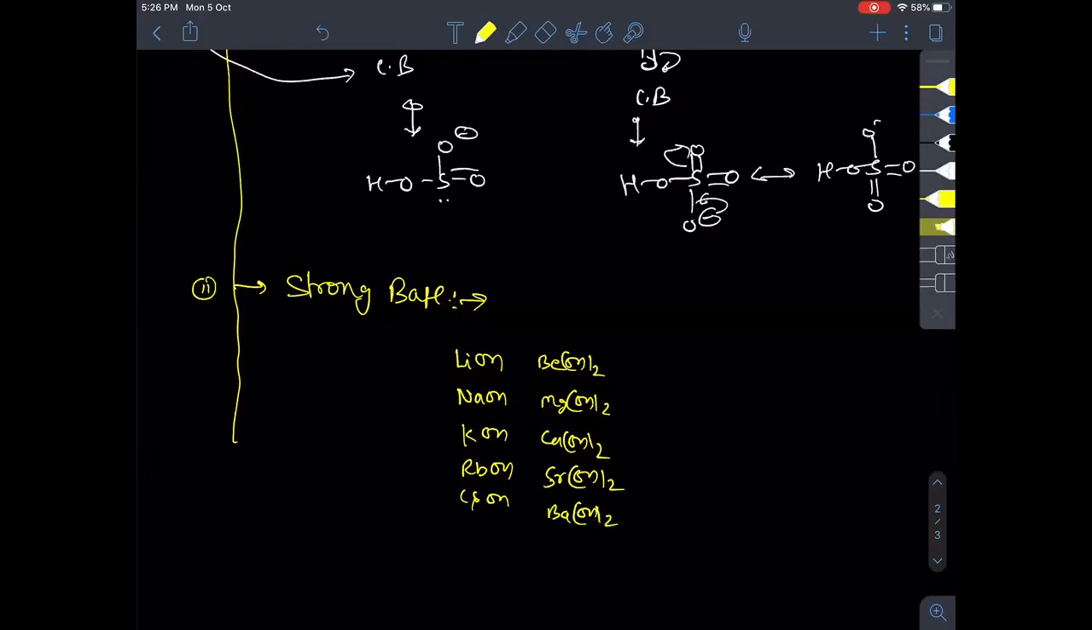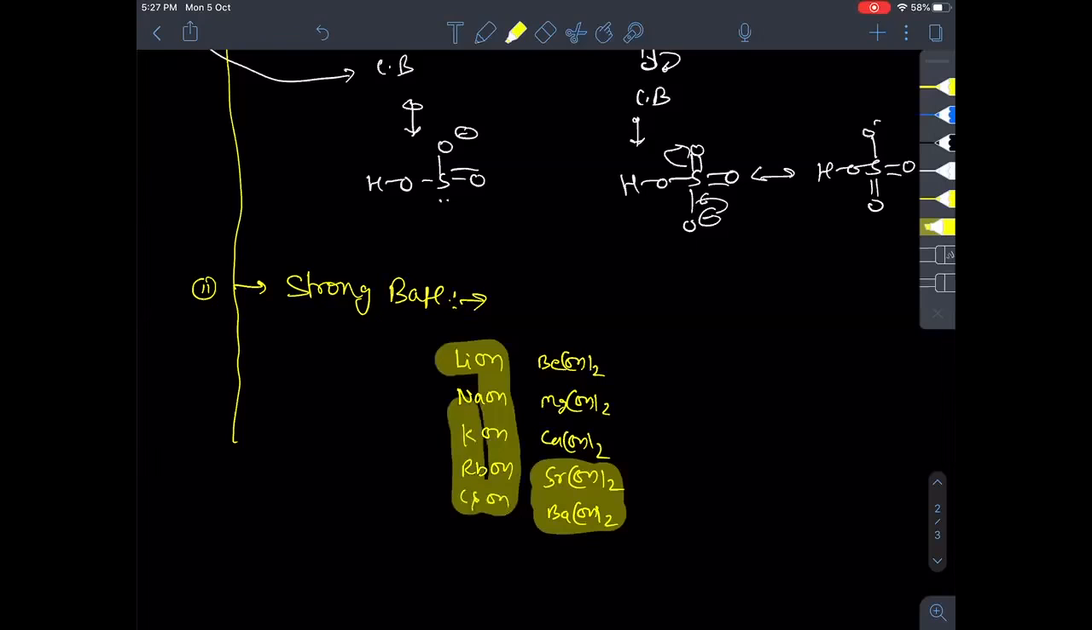Barium hydroxide, you have all of this. So all of these come under strong. Even up to a certain extent we consider calcium also, although not very good, but much better than average. But beryllium hydroxide is not even basic, it is amphoteric.